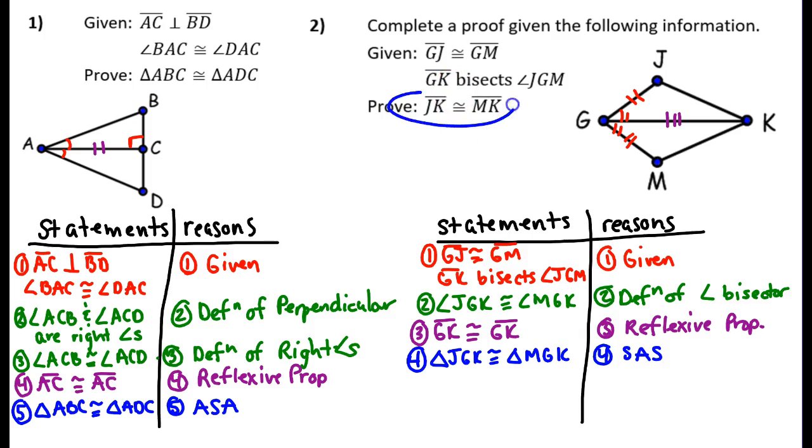However, look at my proof statement. They want me to prove that JK is congruent to MK. Well, now that I've proven that the two triangles are congruent, every other part is congruent. So angle J congruent to angle M, angle MKG congruent to JKG, and JK congruent to MK. So I can say segment JK congruent to segment MK, and the reason here is because we have the definition of congruent triangles.